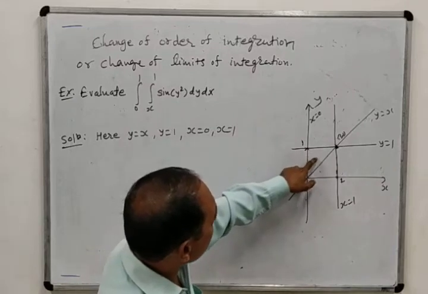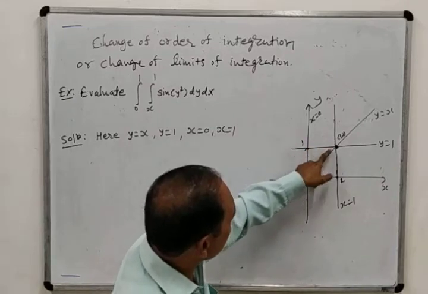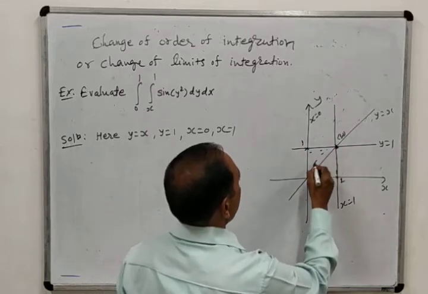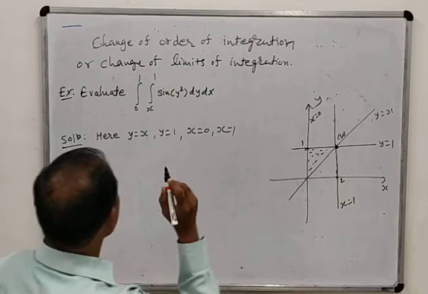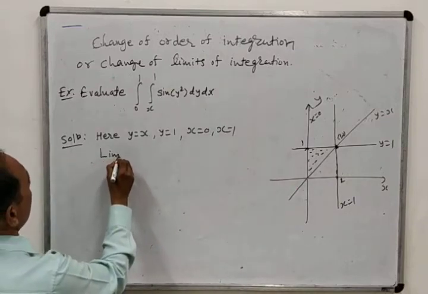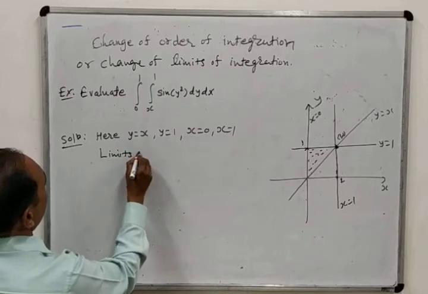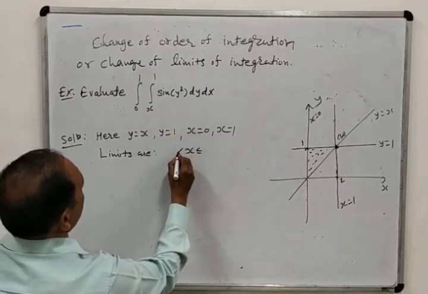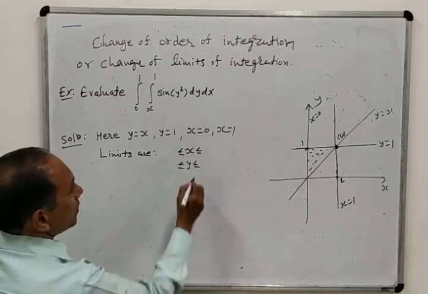In this region we can consider, because this boundary is given, this boundary is given, this boundary is given, and this boundary is given. So this is the region that we can consider. Now we change the order of the limits. Therefore now the limits are: here we want to integrate first with respect to x. So we will have to write down this situation.